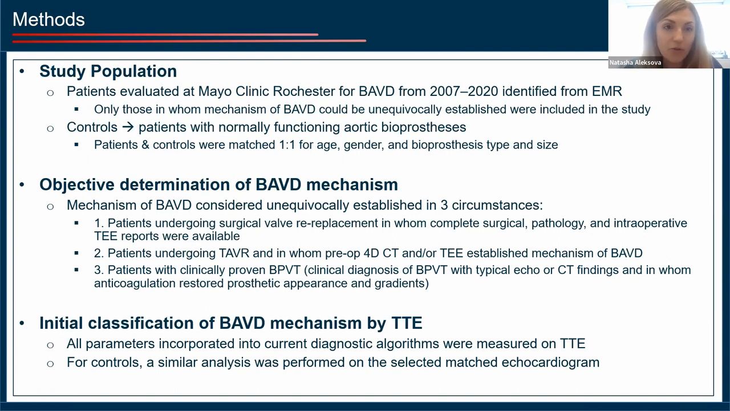identified from the electronic medical record. And it's important to note that only those in whom the mechanism of BAVD was unequivocally established were included in the study. Controls were those patients with normally functioning aortic bioprosthesis, and patients and controls were matched 1-to-1 for age, for gender, and for bioprosthesis type and size.